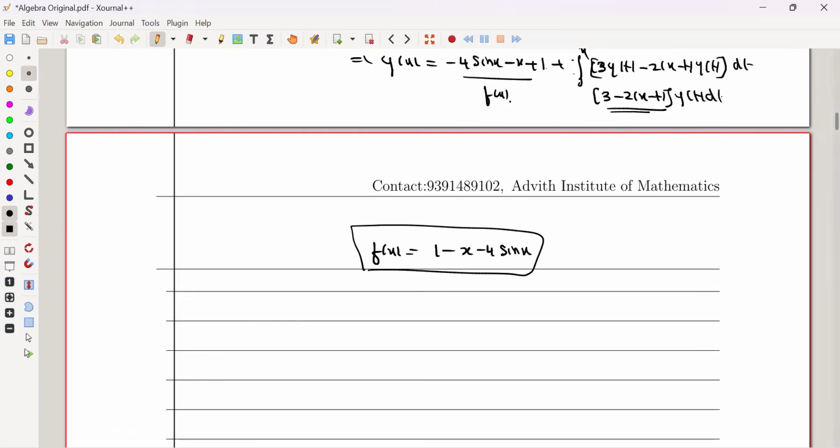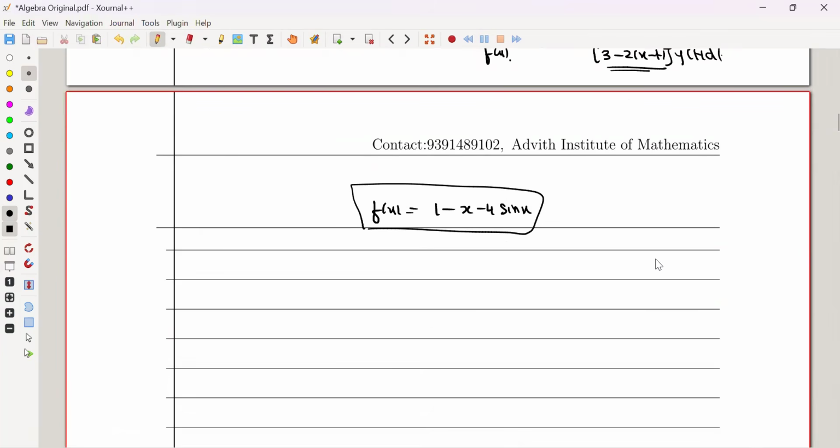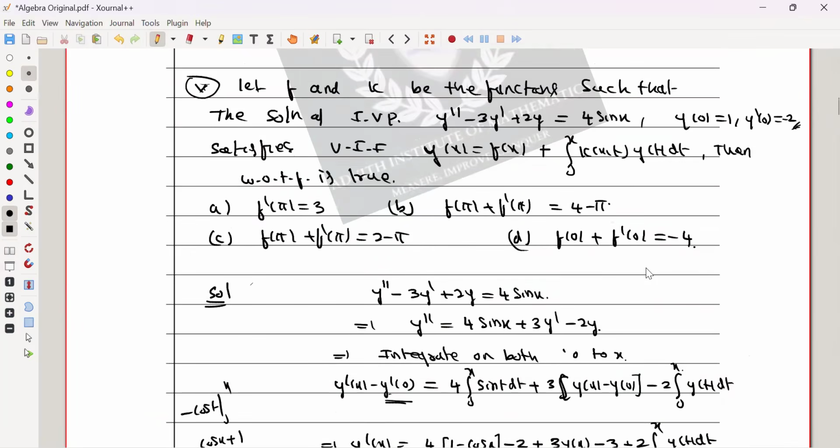right? So therefore now we need to find the values of f of x. So f dash of pi, sir. So differentiate this one with respect to x. So f dash of x equal to minus 1 minus 4 cos x. So f dash of pi is how much, sir? F dash of pi is minus 1 minus 4 into cos pi. So which is equal to minus 1 minus 4 into cos pi is minus 1. So minus 1 plus 4, which is equal to 3, sir. So is it correct? So yes, option A is correct one.